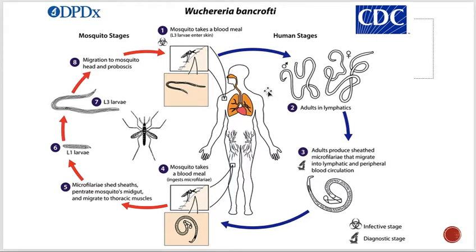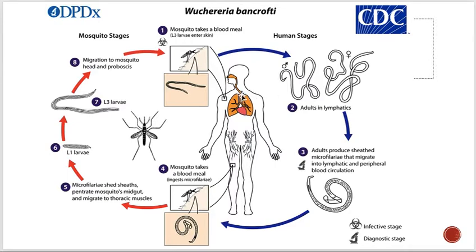This takes around 7 to 10 days. Then the L4 undergoes molting again and develops into the adult form, which occurs in around 4 to 6 weeks. So L3 to L4 takes around 7 to 10 days, but L4 to adult takes around 4 to 6 weeks. This means around 4 to 6 weeks after the entry of L3, the adult forms are formed. Sometimes it takes even months.